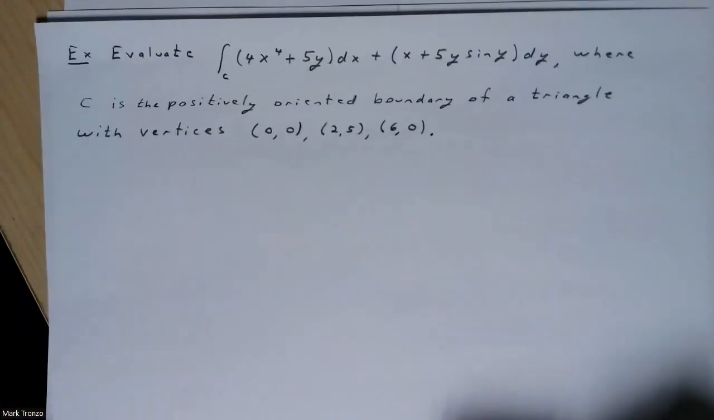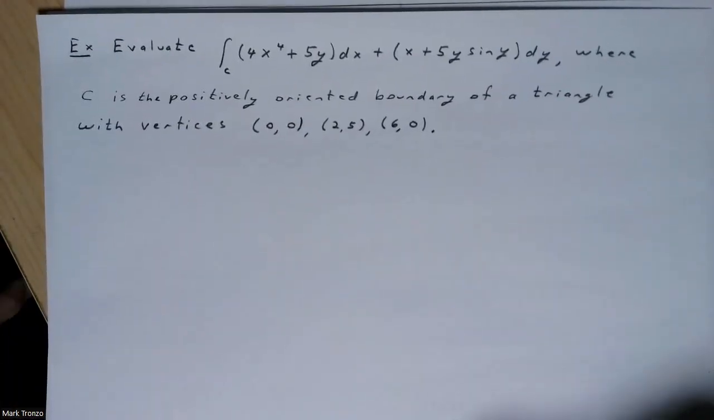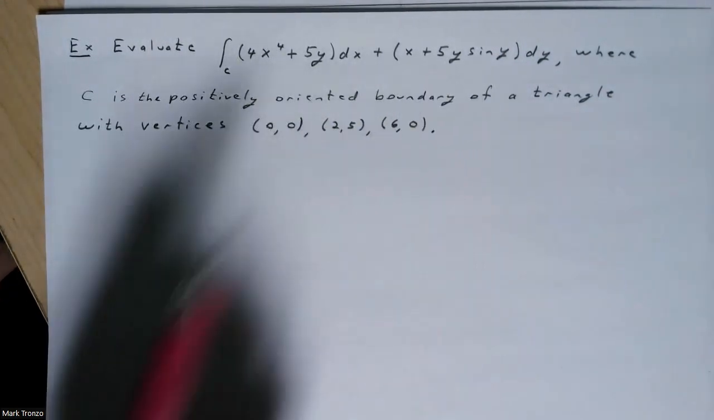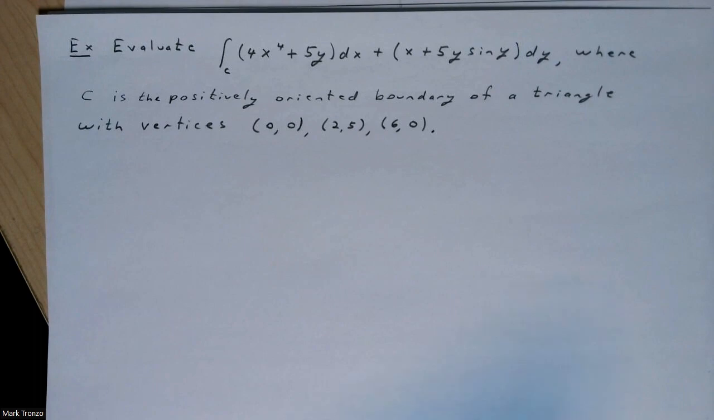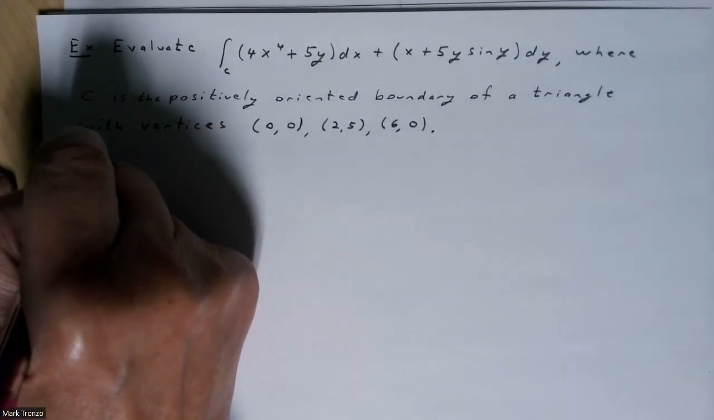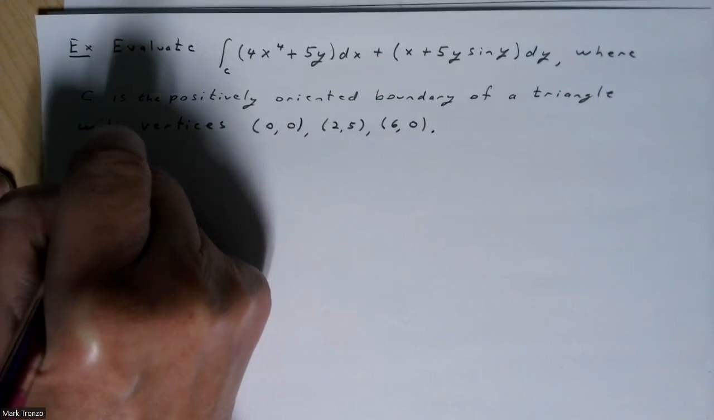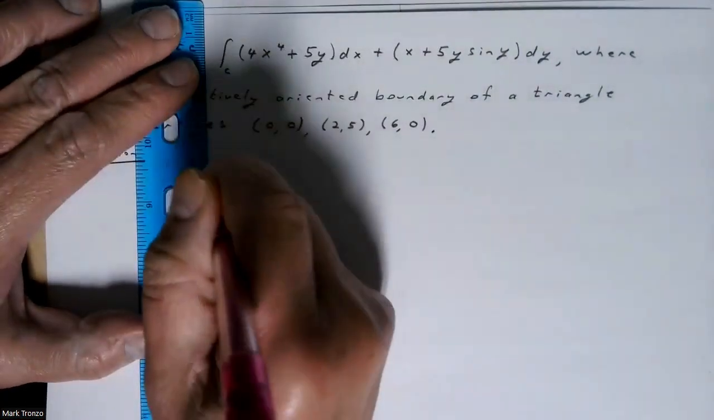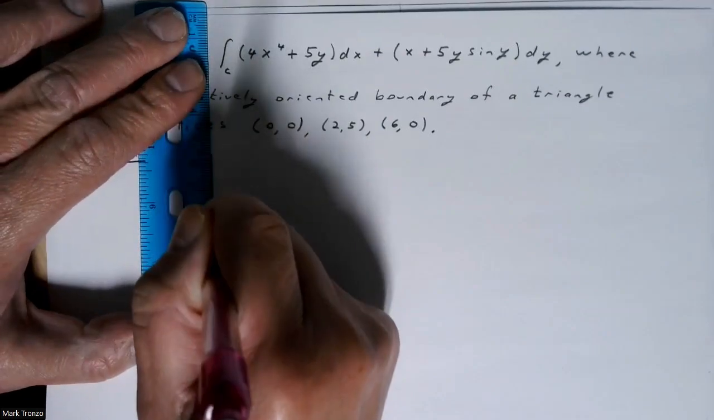Next, let's take a look at this problem. Once again, we're asked to evaluate this line integral, where C is the positively oriented boundary of a triangle with vertices 0, 0, 2, 5, and 6, 0. So let's take a look at this. Let's maybe draw this.